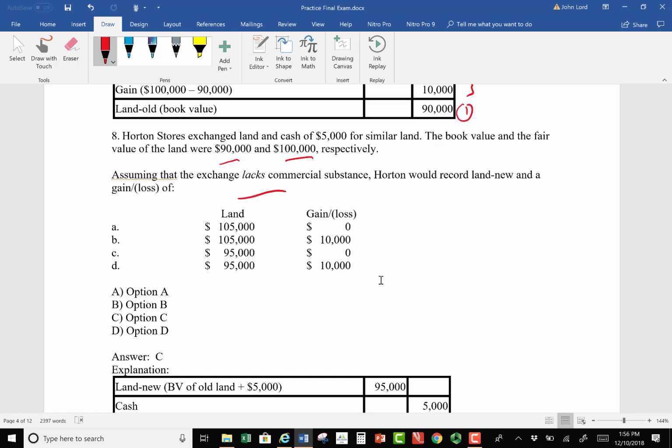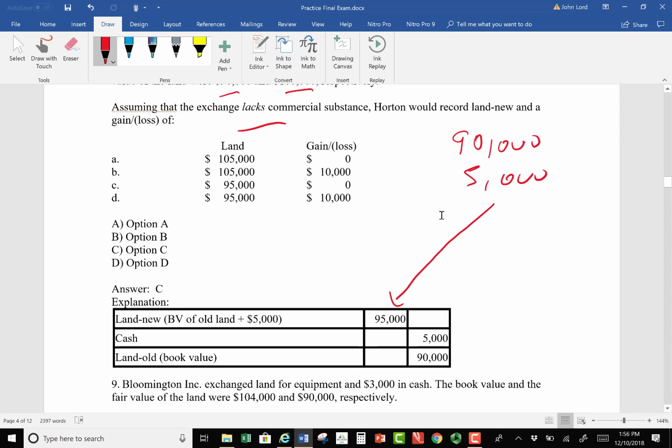Okay, so we gave up the what, land of 90 plus the cash of 5,000. This is why I like using that book value approach, because I don't have to shift gears between commercial and lacking commercial substance and having commercial substance. We just don't add gains or losses here because it lacks commercial. There is no gain. Is to me the better answer here. There is no gain, right?